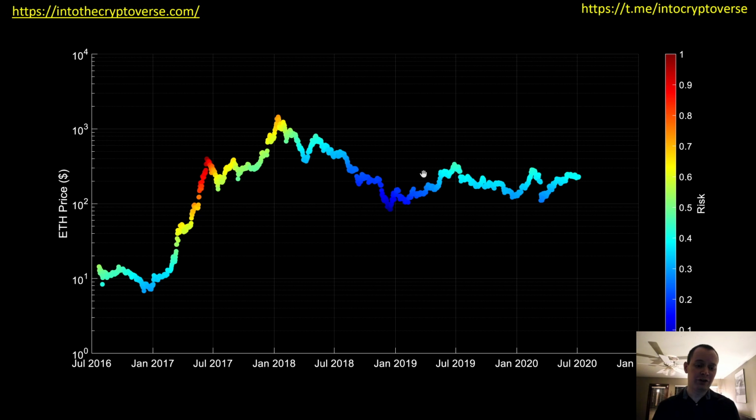So the first chart here shows the price of Ethereum versus time with a color-coded risk dimension. We've talked about this risk dimension before. If it's dark blue, it's around 0. It means it's historically our accumulation range, or the best time to buy Ethereum. When it's around 1, it means okay, guys, it's getting really hot. It might need to cool off for a little bit.